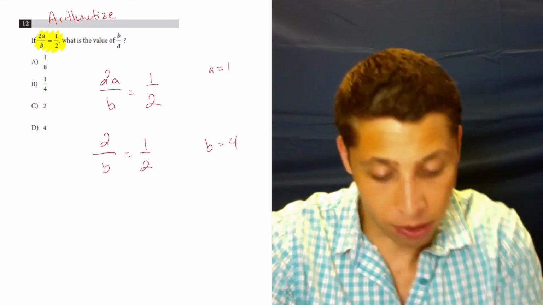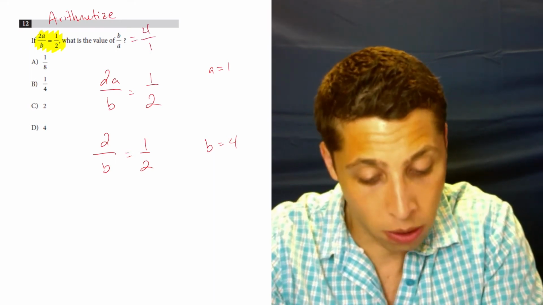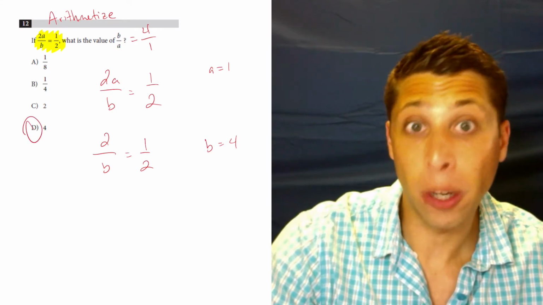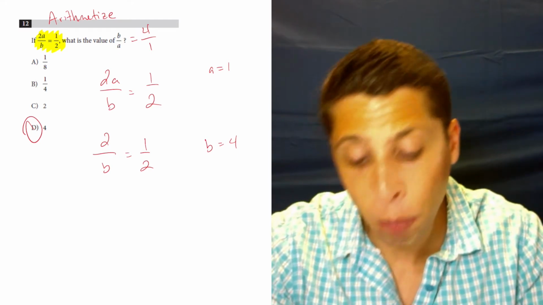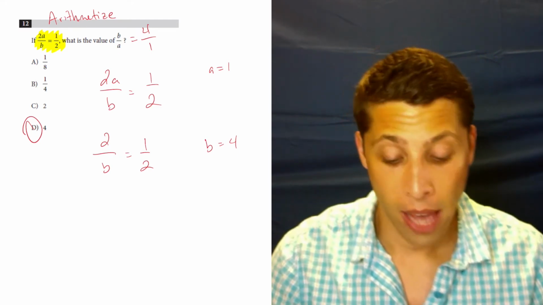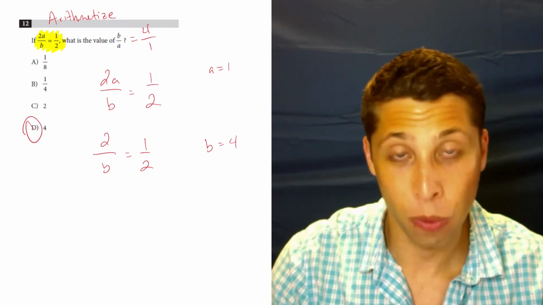But once we do, this is really easy, right? Because then I'm just asked, well, what is the value of B over A? Well, B over A is 4 over 1. And D, that's the answer. So this becomes very easy very quickly. And the whole benefit of arithmetize is that it doesn't actually matter what we pick as long as we are consistent. So as long as we follow the rule.